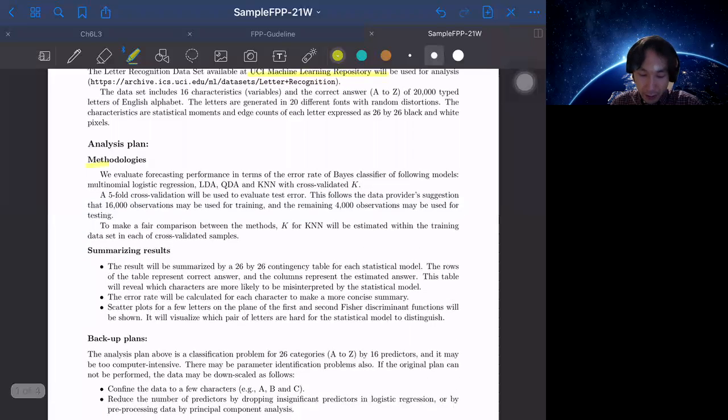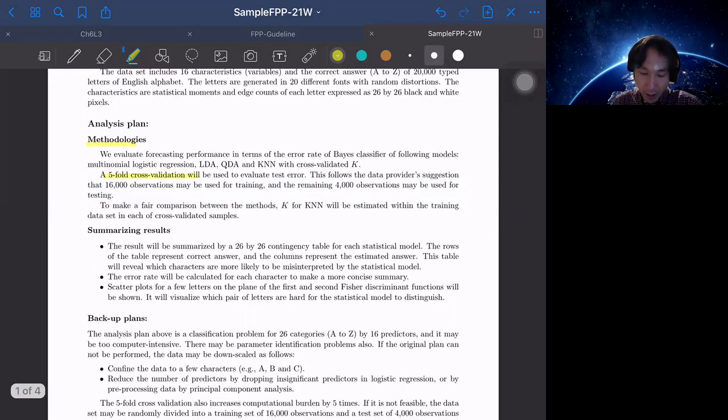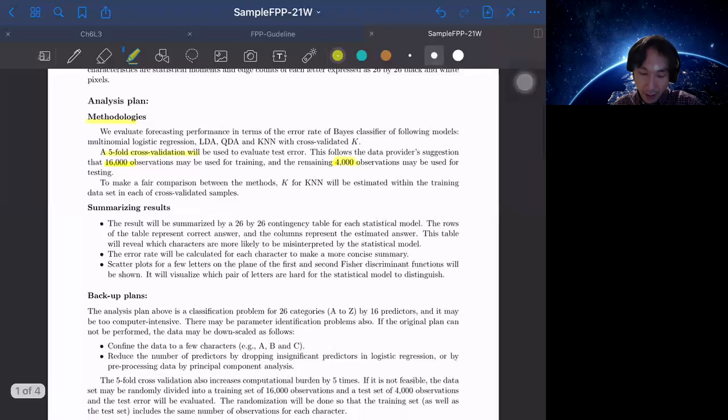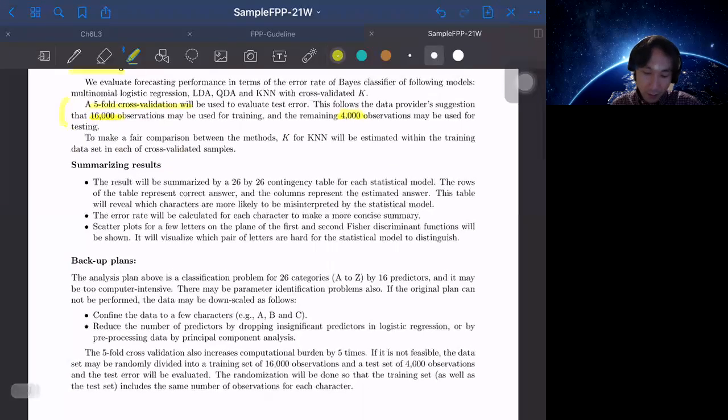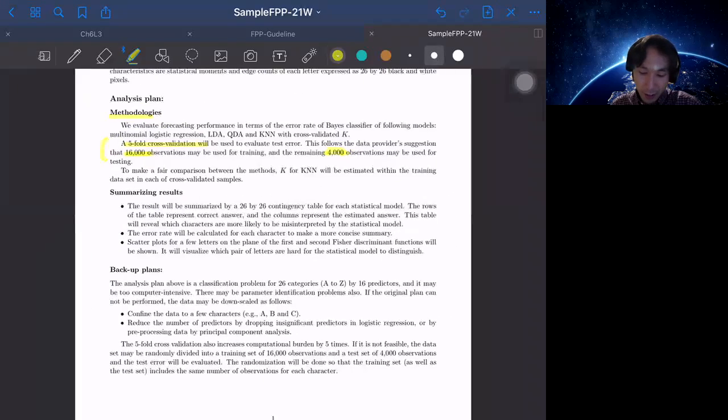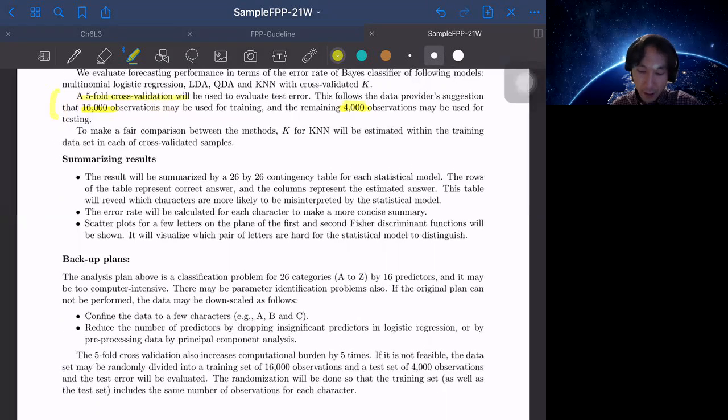And then we discuss some methodologies and how to optimize parameters, maybe by 5-fold cross-validation. And okay, so describe the data set. Maybe this data set has 20,000 observations. So 16,000 may be used for training, and the remaining 4,000 as the test set, and use 5-fold cross-validation. Then we compare the models: LDA, QDA, KNN, logistic regression.